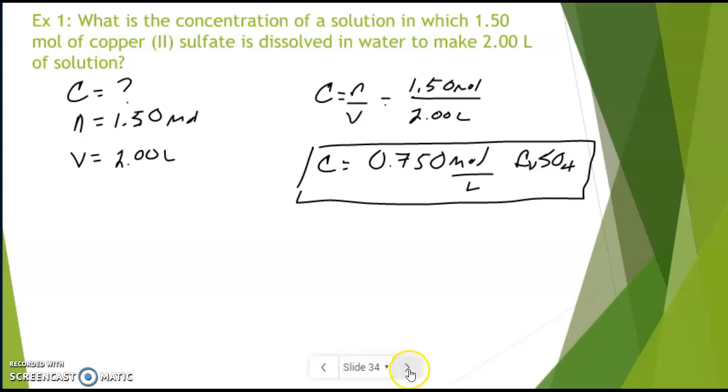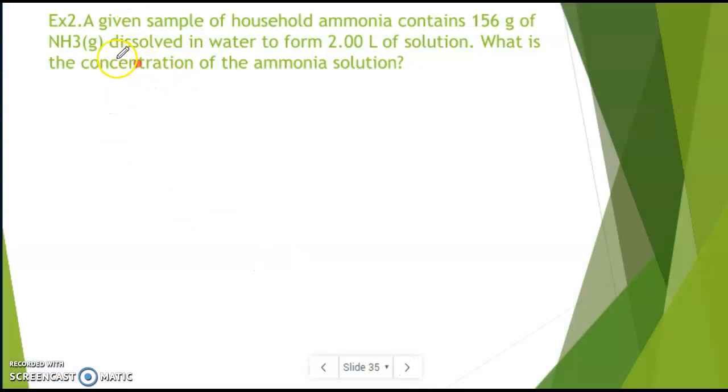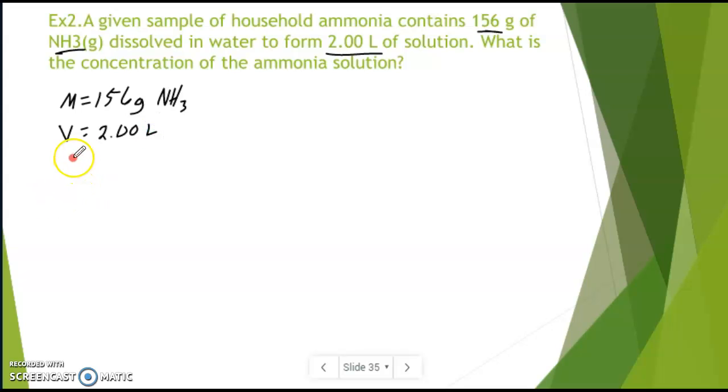We'll go to the next one, which is multi-step and gives us a little more to do. This is example number 2. A given sample of household ammonia contains 156 grams of NH3 dissolved in water to form 2 liters of solution. We know our mass is 156 grams, the compound is ammonia, NH3, the volume is 2.00 liters, and we're looking for the concentration, C.